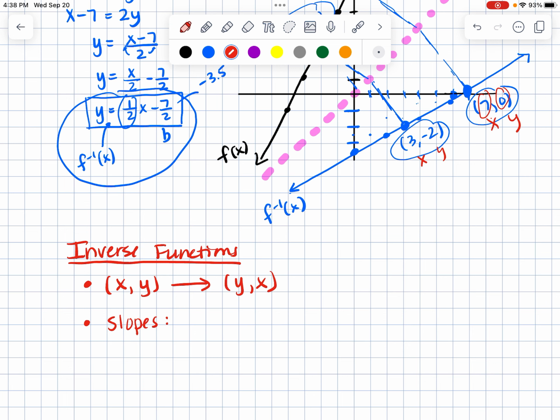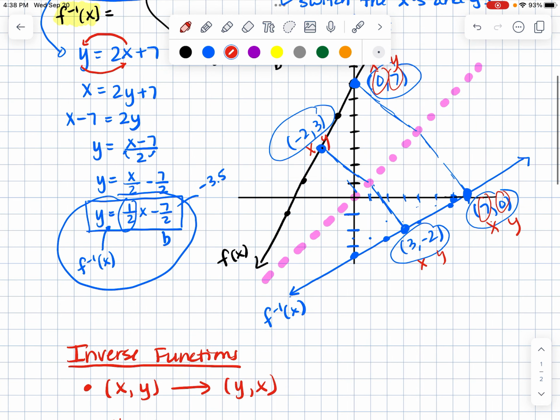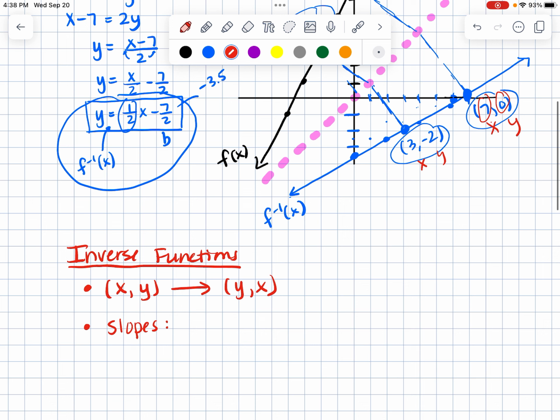Okay, so check this out. Let's look at the original function. What was the slope of the original function, which was y equals 2x plus 7? Let's write that over here. So f of x was 2x plus 7. Okay, that was the original function. And then this right here was my inverse function. So f inverse of x ended up being 1/2 x minus 7 over 2.